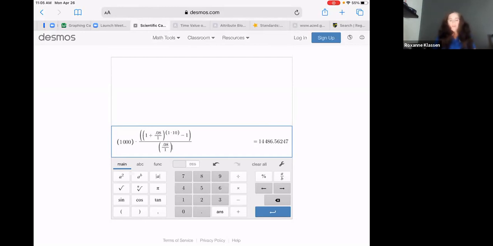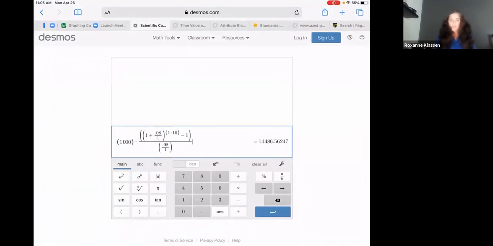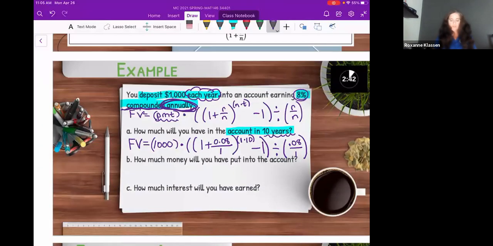All right, so now if we're going to do it on the TVM solver, okay? Oh, by the way, I put the TVM solver in the chat. Let's go back to the slides and talk through it first, okay?